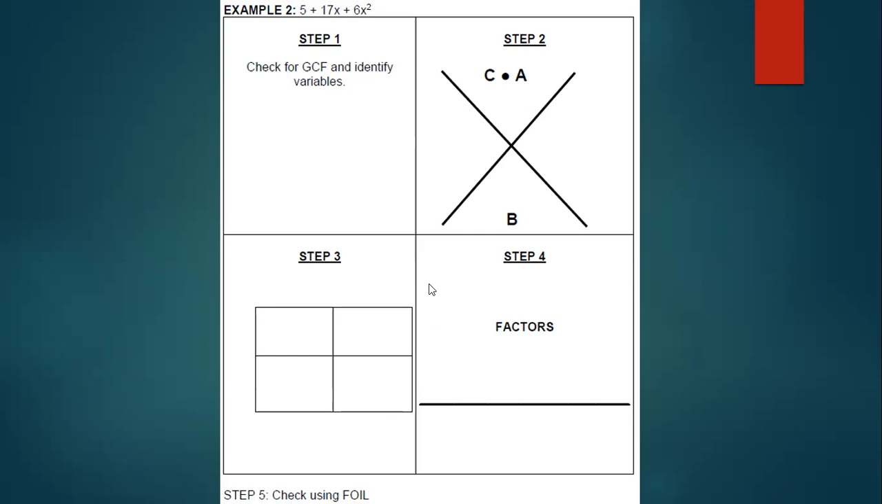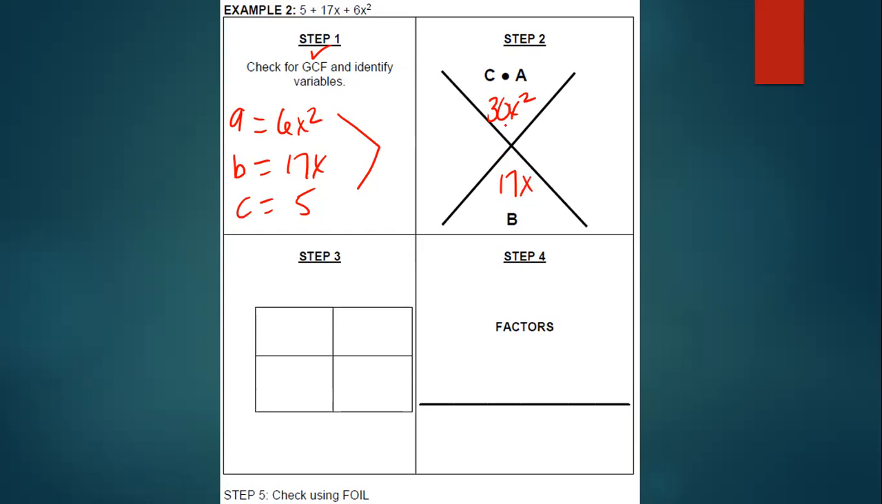All right. Step 1. Was there a GCF? No. Good job. Okay. What was my A term? Good job. What was my B? And my C is 5. What is A times C? 30x squared. And my B is 17x.